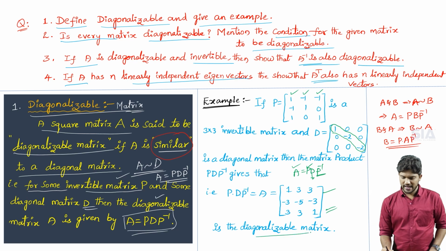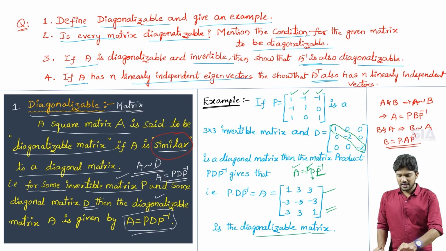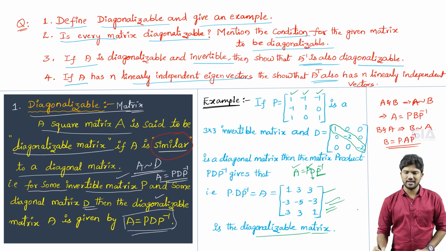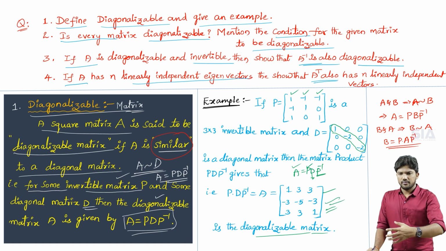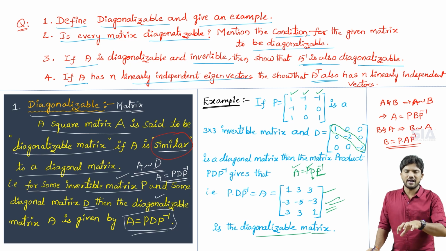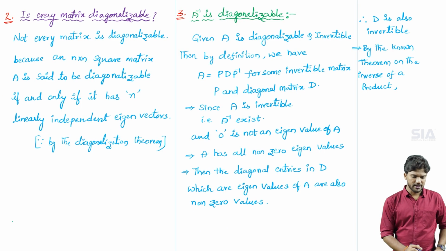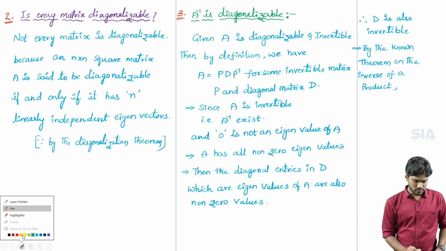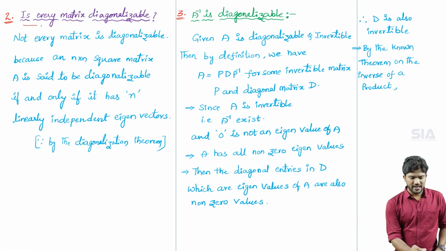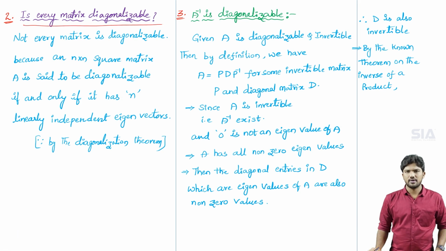So this matrix is a diagonalizable matrix. Already, based on this problem, we discussed one long question, with this capital A matrix. We have shown that capital A is a diagonalizable matrix in the previous lecture also, so you can go through those lectures once again. So the next question: is every matrix diagonalizable?